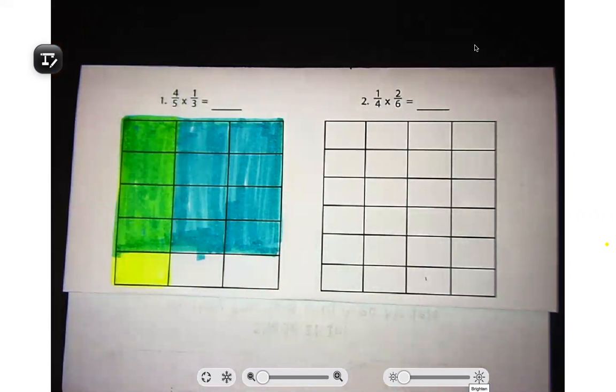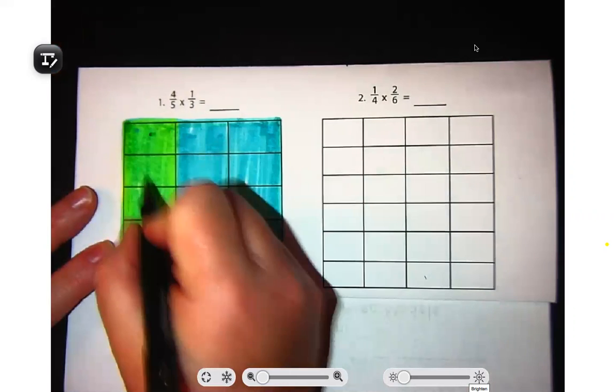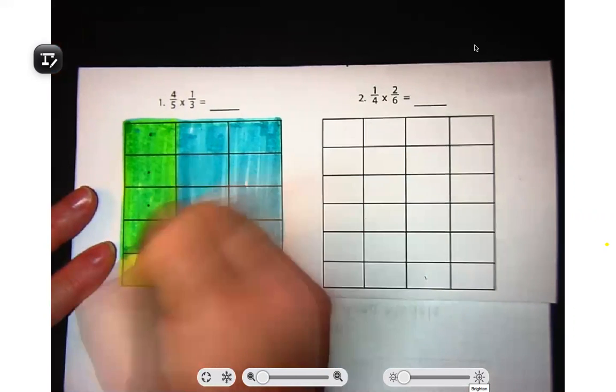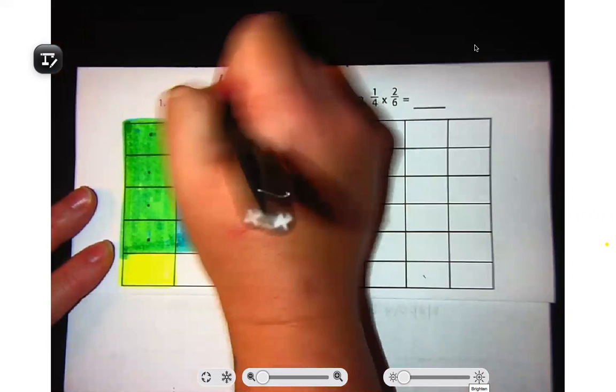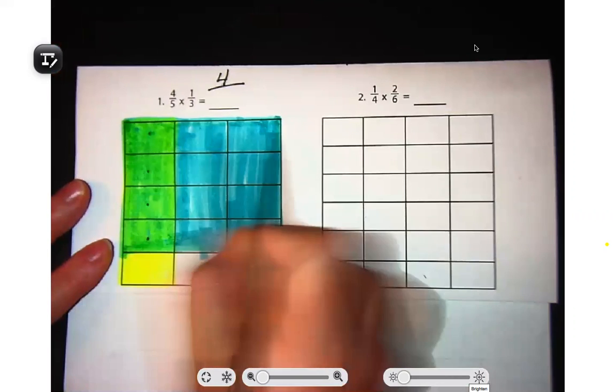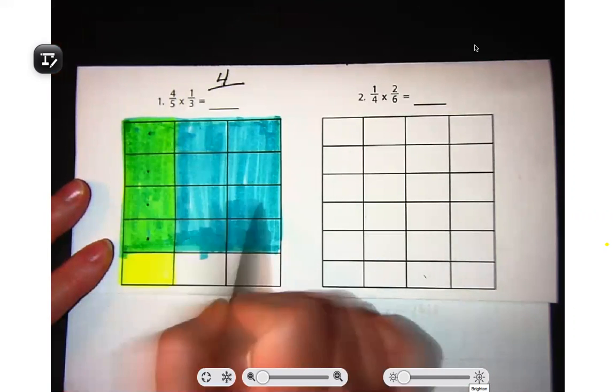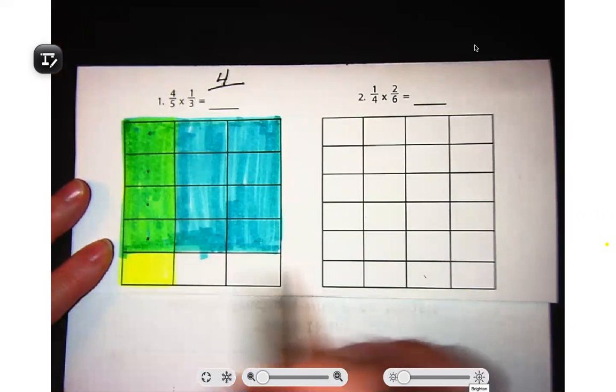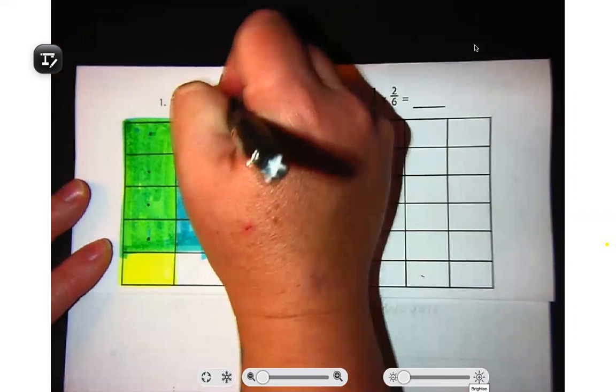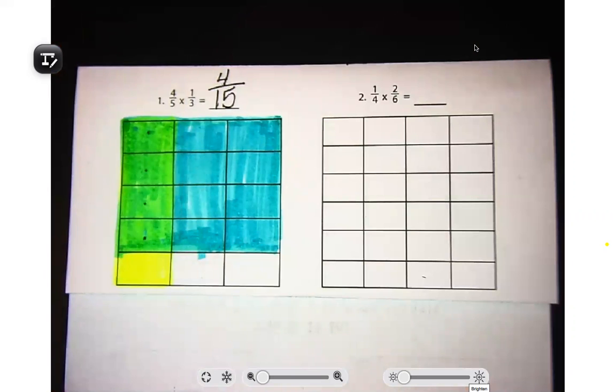So 4/5 times 1/3, I have 1, 2, 3, 4 is going to be my numerator out of 1, 2, 3, 4, 5, 6, 7, 8, 9, 10, 11, 12, 13, 14, 15. 4/15 would be my answer. So this is how you show it in an area model. Now I'm going to go on and we're going to do the next one.